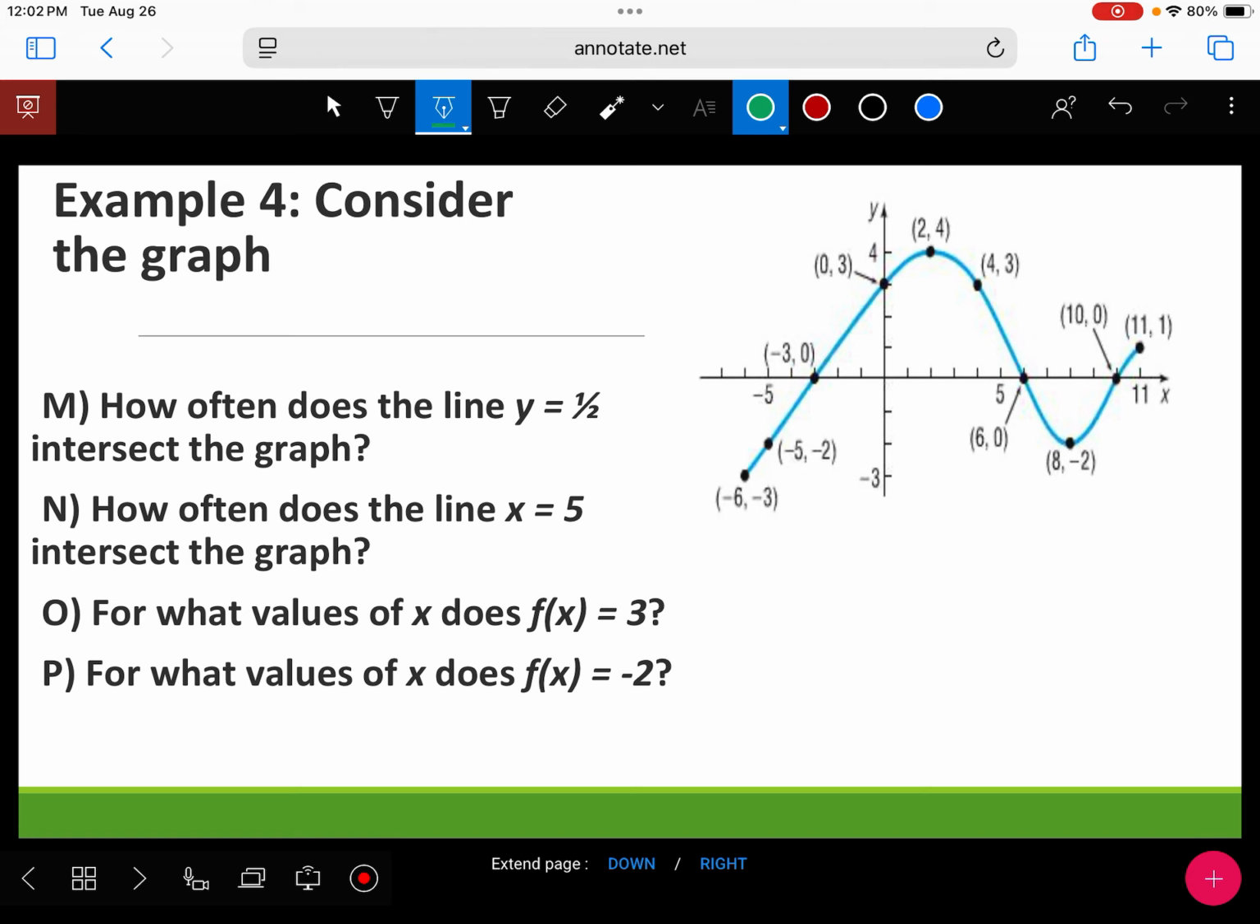So, how often does the line y equals 1/2 intersect the graph? And how often does the line x equals 5 intersect the graph? O, for what values of x is y equals 3? And P, for what values of x does y equal -2?